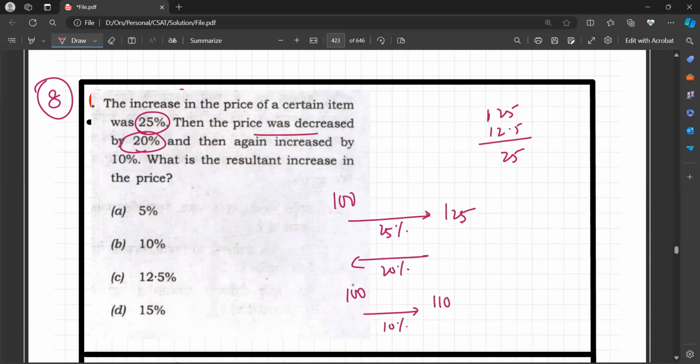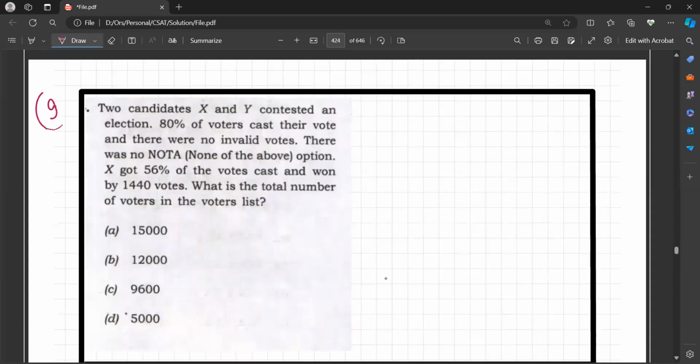Now what is the resultant increase in the price? The resultant increase in the price is 10%. Yes or no? Is it clear? Got it? Let us proceed to the next problem. This is question number 9.